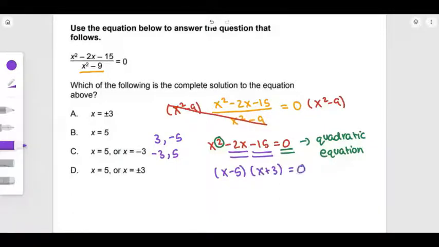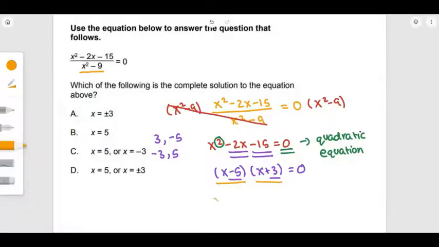Now when we multiply negative 5 and 3, it will give us negative 15. And when we add negative 5 plus 3, it will give us negative 2. So those are the two correct factors. Now we need to solve for x. To solve for x, we're just going to set each bracket equal to 0.